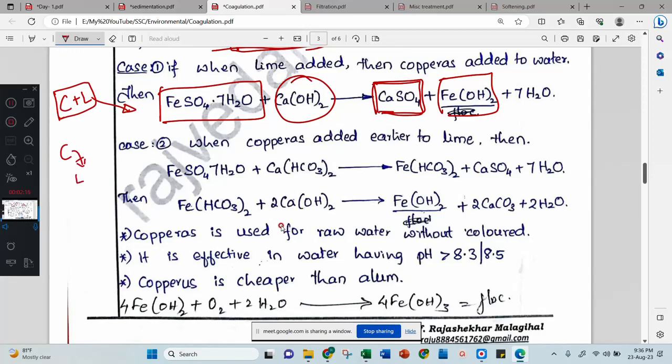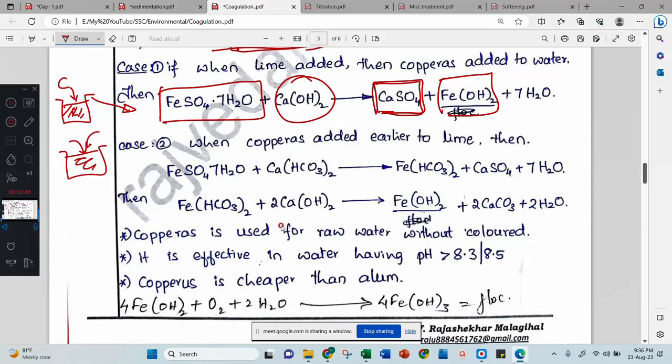Later you will add lime to the water. Understood? These two reactions you have to remember. The first is where the water has lime content, or temporary hardness, or alkalinity, and you are adding lime to it. Then after stirring, you will add copperas. Sometimes what happens is you add copperas first, then after stirring, you add lime. Two equations we will be getting.